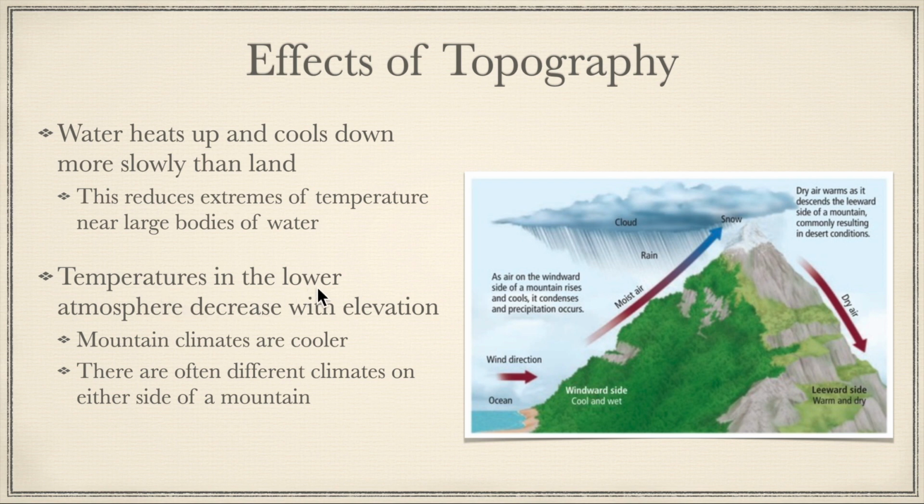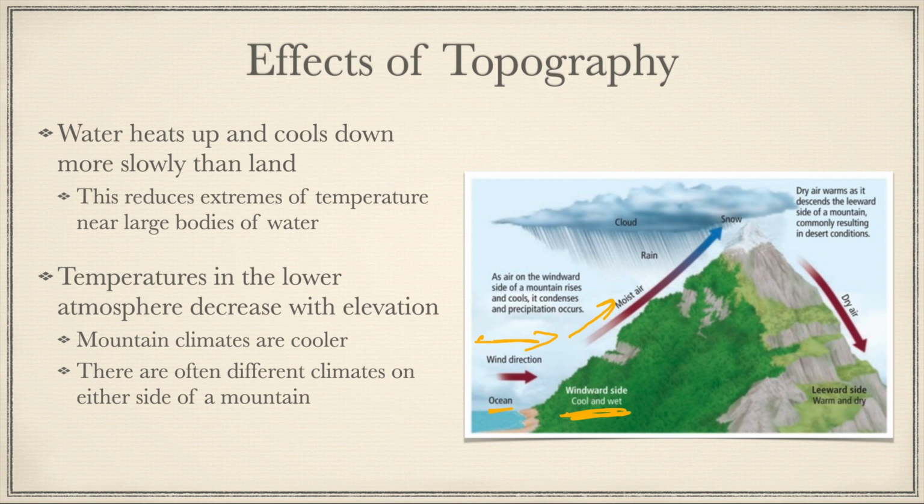Now, if we're talking about elevation, temperatures in the lower atmosphere, which is basically where we live, decrease with elevation. So mountain climates tend to be cooler, and then there are often different climates on either side of a mountain. So if we have our diagram here, we have the ocean and the direction of the wind. The wind is coming in this way, and basically the wind can't go through the mountain. So what does it do? It has to go up and over the mountain. Well, this is moist air because it's coming off the ocean. We also call this the windward side of the mountain, which is cool and wet.